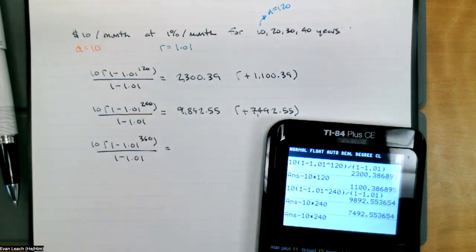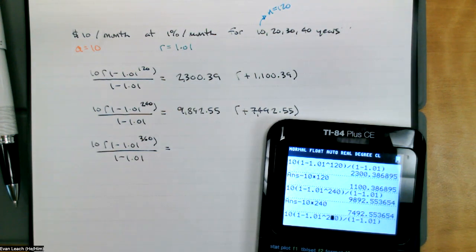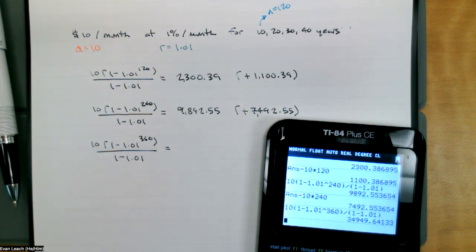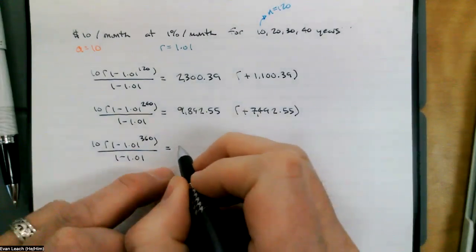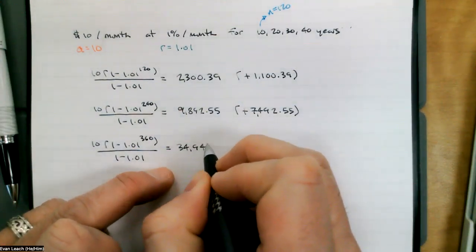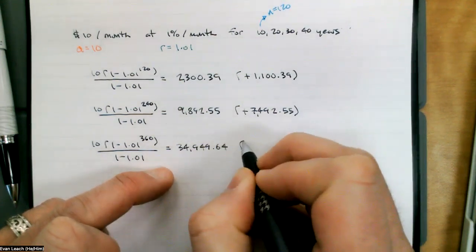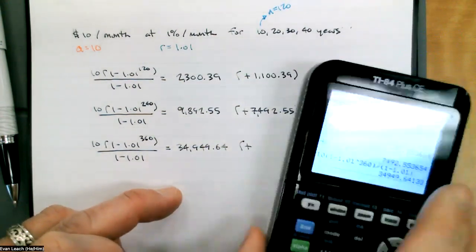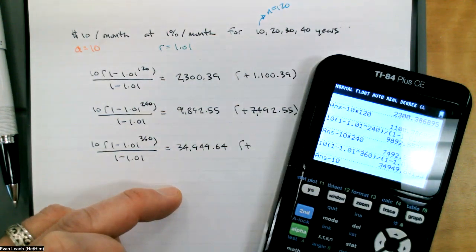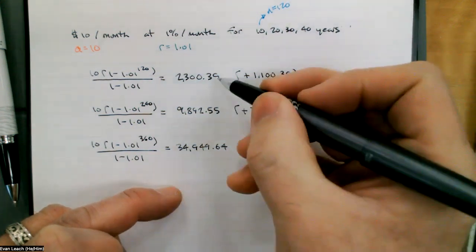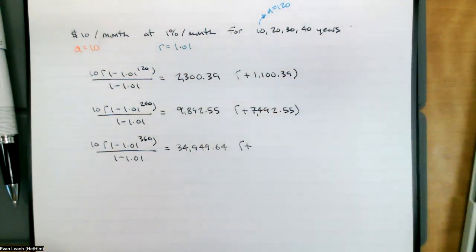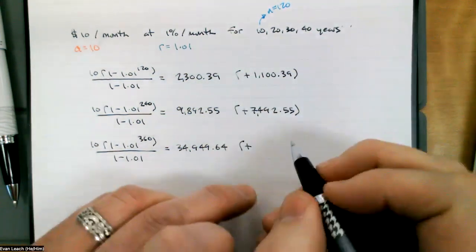Let's do this again for 360, representing 30 years, retiring at 60, but starting at 30. 34, 949, 64. The increase here is 10 minus $10 times 360, 349, 64. The amount that we're getting out is growing exponentially. The amount that we're putting in is still growing linearly.